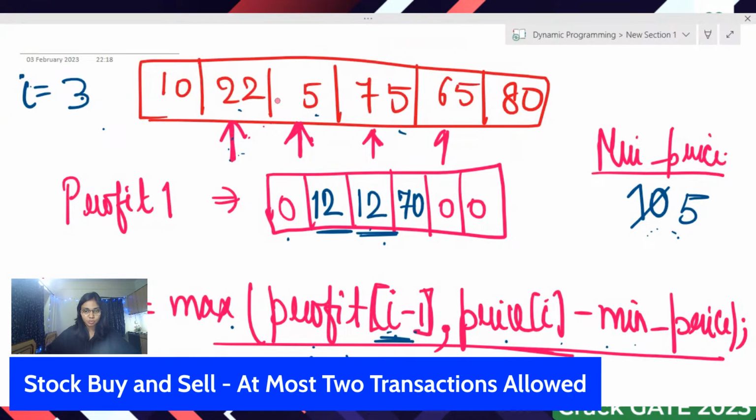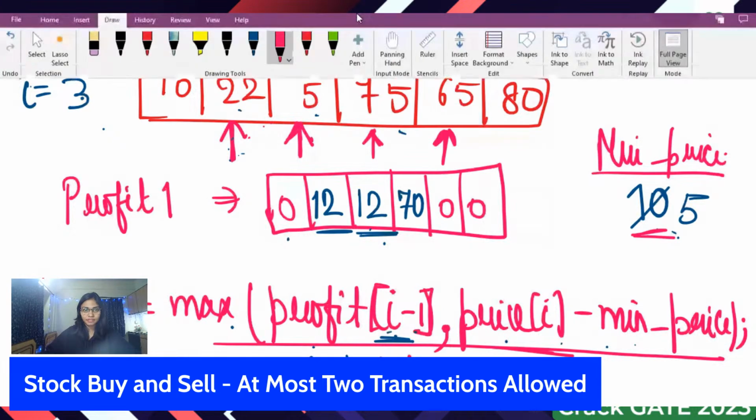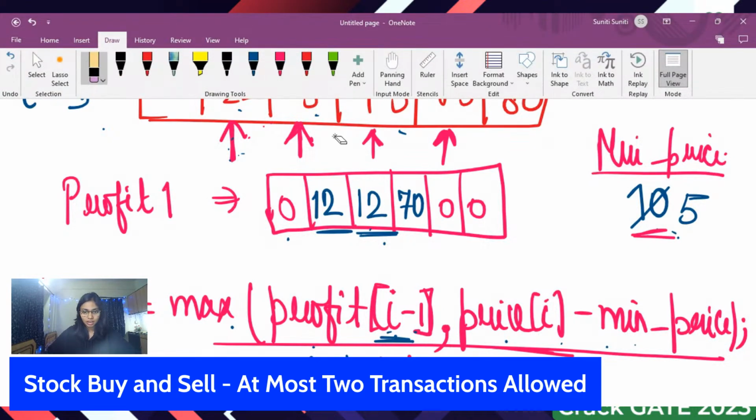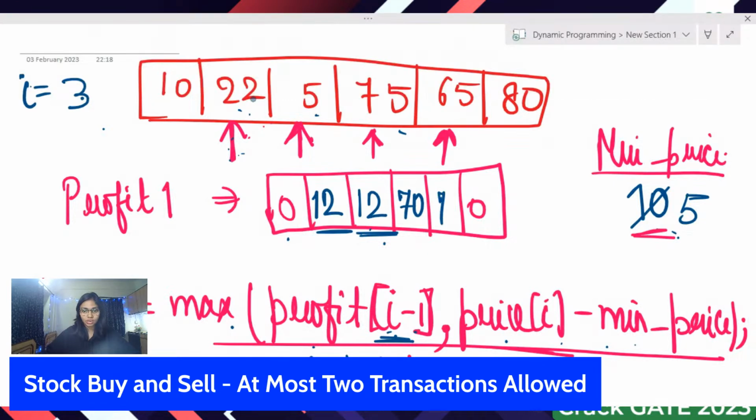And I'm at this point, 65. We don't need to update the minimum price, right? There is no requirement because 5 still remains the minimum price. Now if you update the table, you need to do the comparison between 70 and 65 minus 5, that is 60. So the maximum is still 70, right? So here we are going to fill it out as 70, and then 70 again.